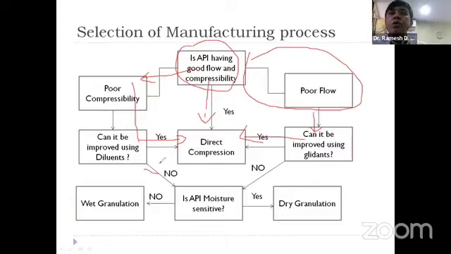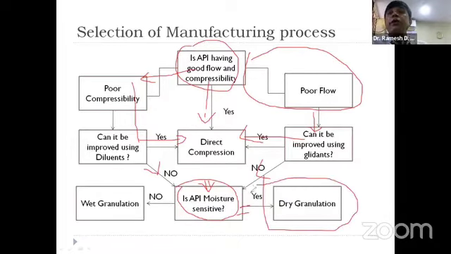If no, we cannot, then we must go for granulation. Now, which granulation is to be used? That depends on the characteristics of your API. If your API is moisture sensitive, we cannot go for wet granulation, and hence we need to go for dry granulation. If your API is not moisture sensitive, we can go for wet granulation. So this flow sheet will help you decide which method of manufacturing should be used.